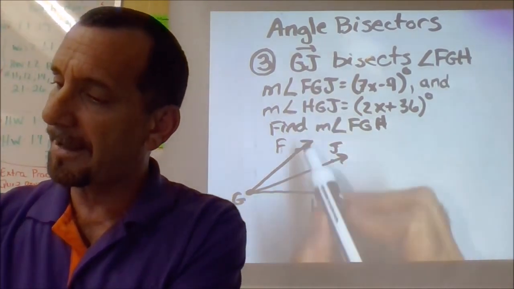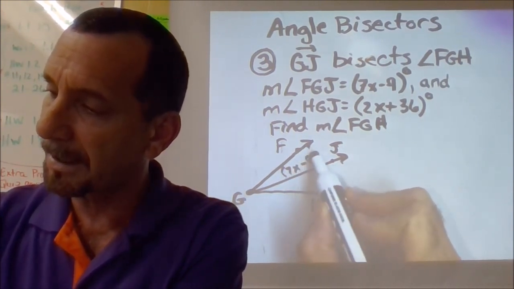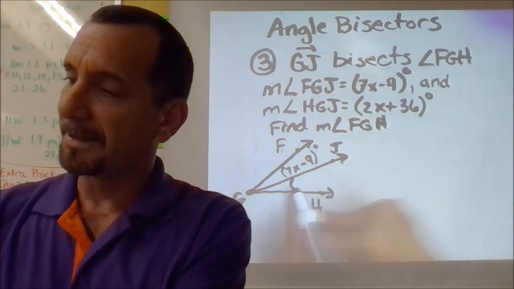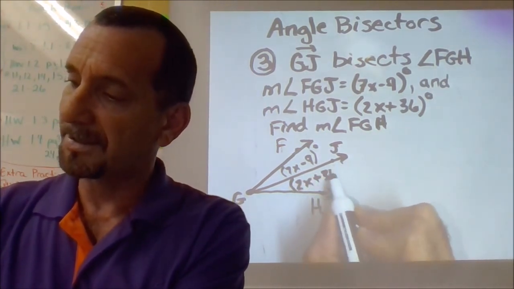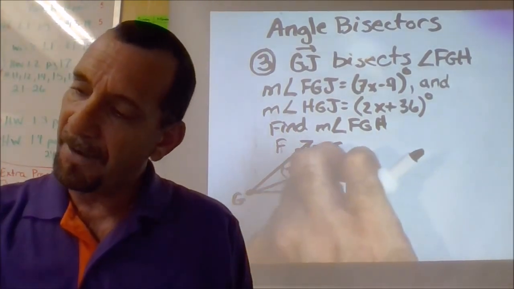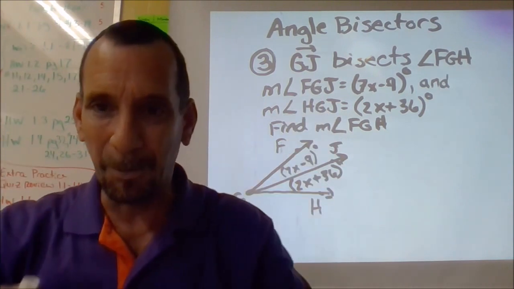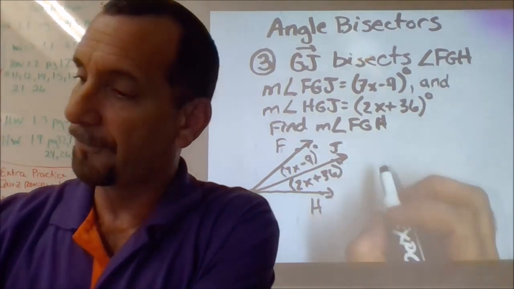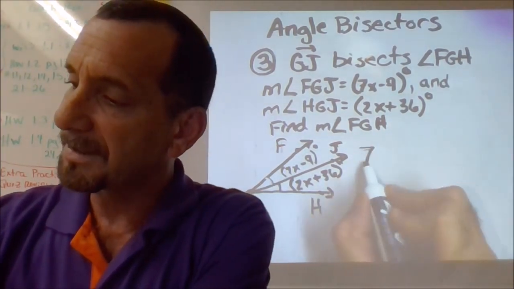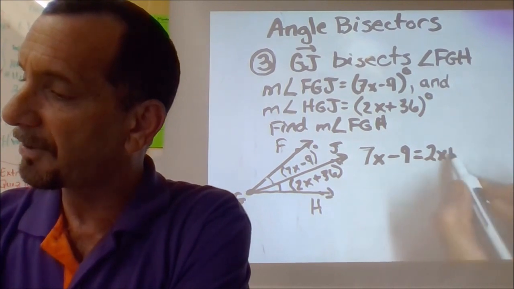Now I'm going to label FGJ. Now we've got FGJ, and this small angle in here is 7x minus 9 degrees. And this angle right here, HGJ, represents 2x plus 36. Now these problems tend to have a pattern because if something is bisected and we give the representation of the two smaller ones, we know that we can set them equal, right? So let's set them equal and go from there. So we know that these two angles, because this angle bisected them, are equal. 7x minus 9 equals 2x plus 36.